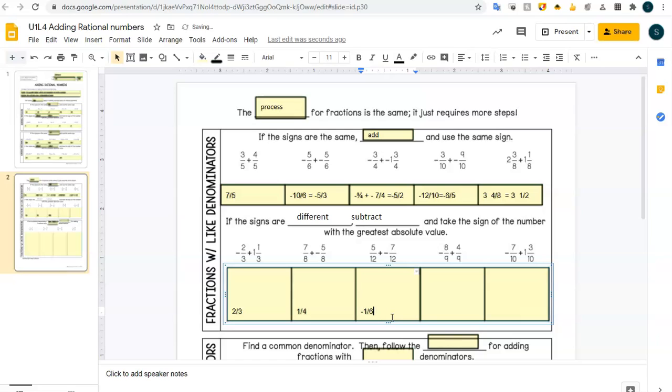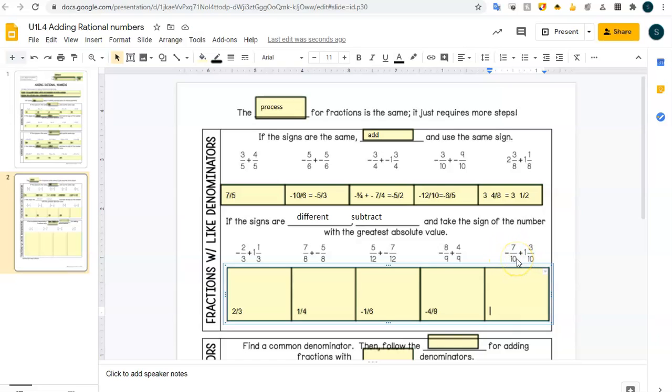Let's look at this one. The signs are opposite, so we're going to subtract. So we get 4/9, but our bigger term is negative, so that's going to be a negative 4/9.